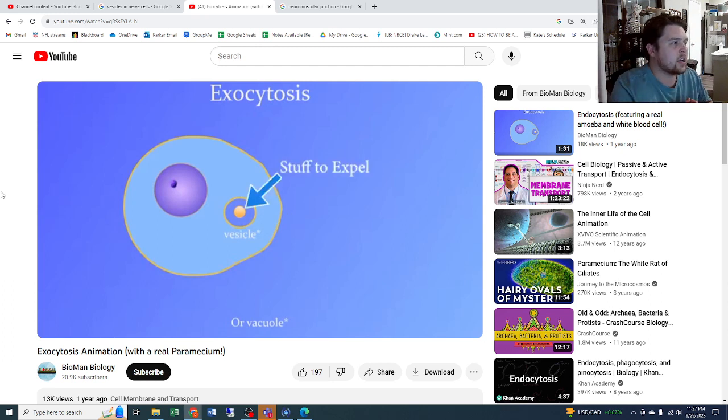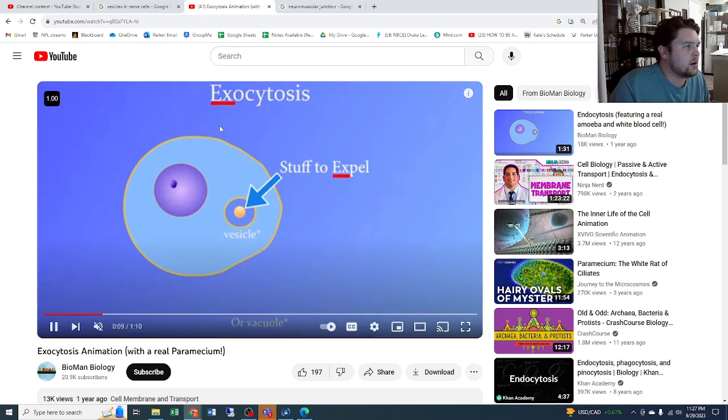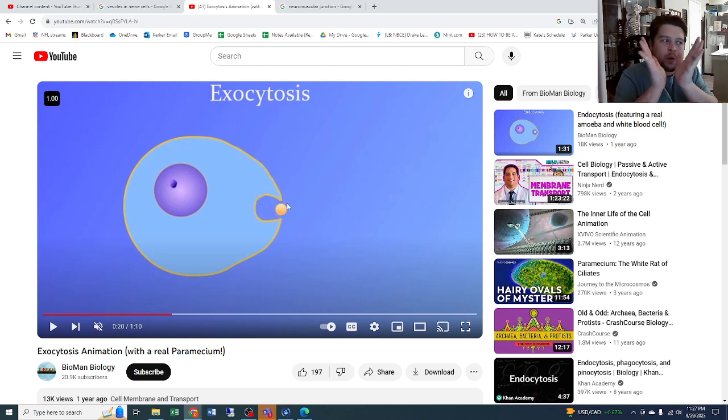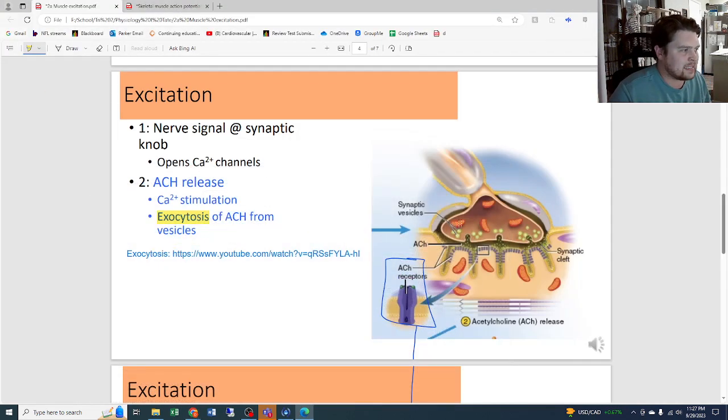So imagine in the cell we get the signal from the calcium channels, from the calcium rushing in, and that is going to cause it to migrate to the end, and the membrane of the vesicle is going to fuse with the membrane of the cell. So in this case, it fuses with the membrane of the neuron. And as it fuses, it literally is going to fuse and then open up, allowing everything that was inside to come out of the cell. And that's what exocytosis is. Exocytosis, it's to exit the cell.